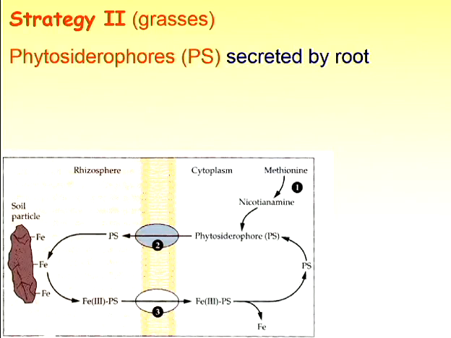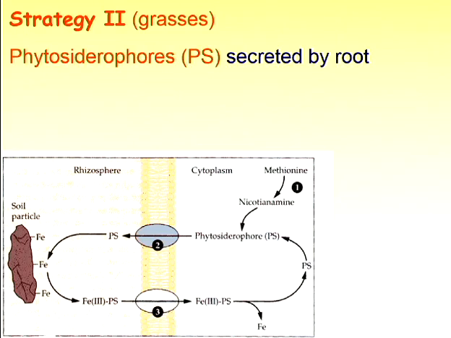And then strategy 2, this is where we left off last time. Those are the grasses, so that's a very specific group. And they have a special kind of chelator called phytosiderophores. And sidero means iron in Greek. Phore means to carry. Think of an amphora, something to carry things with. So siderophore is an iron-carrying molecule. And phyto means plant, so it's a plant-produced iron-carrying molecule.